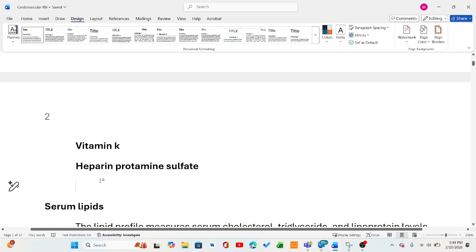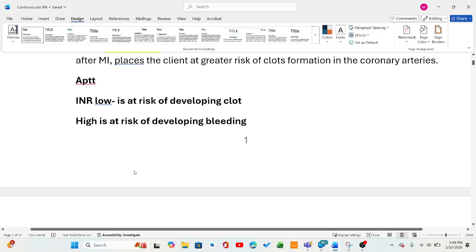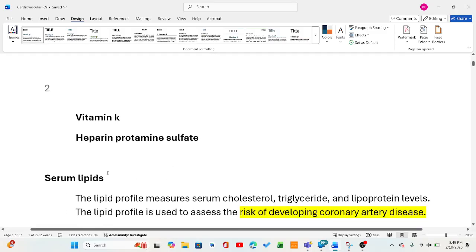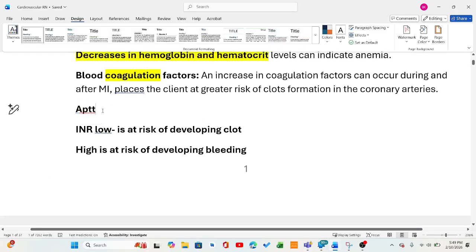The lab that we use in determining heparin levels in the blood is APTT. So please take note of that. High levels of the APTT means that the person is getting too much of the heparin, and therefore it puts the person at risk of bleeding. And when APTT levels come low, it means that we have low levels of the heparin, and therefore the person is at risk of developing clots. Please take note of these two things.